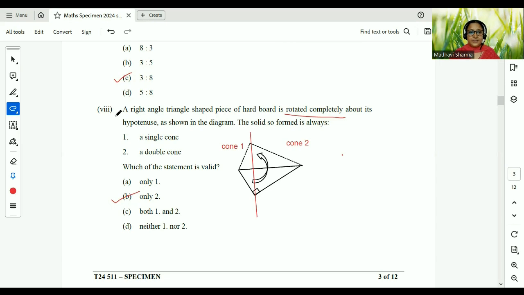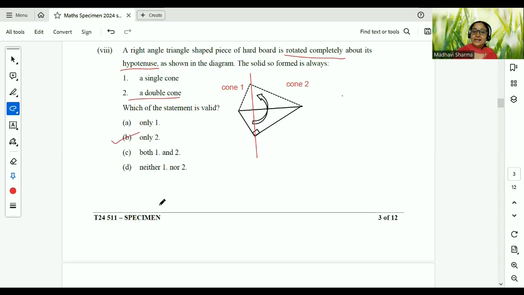This is a little tricky, children. A right angle triangle shaped piece of hardboard, you can call it your set square, is rotated completely about its hypotenuse, opposite to the right angle, as shown in the diagram. The solid so formed is always a double cone. I have drawn a line. So this is one cone, this is another cone. So it has cone 1, cone 2, two cones. So only 2 is correct. Let's move ahead.